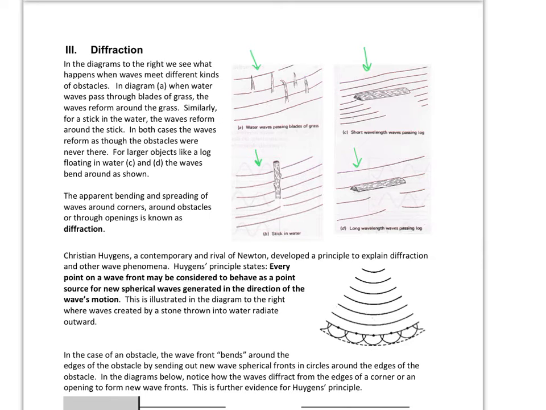So the apparent spreading and bending of waves around corners and around obstacles, through openings, is known as diffraction. So the bending and spreading of waves. So this guy developed a principle to explain diffraction and other wave phenomena. His principle says every point on a wavefront may be considered to behave as a point source for the new spherical waves generated in the direction of the wave's motion.